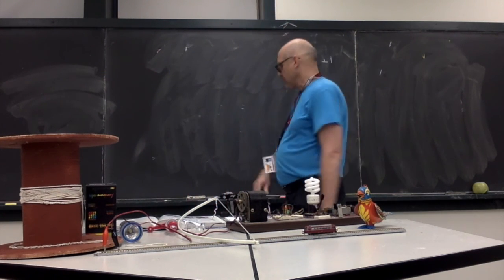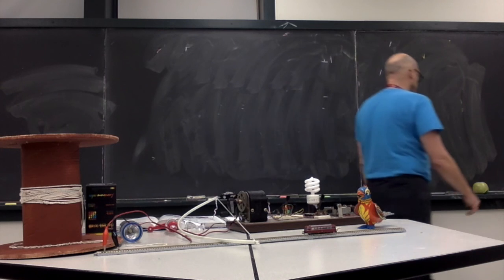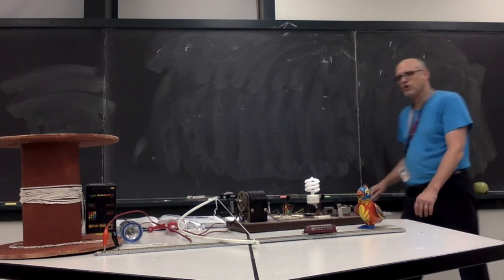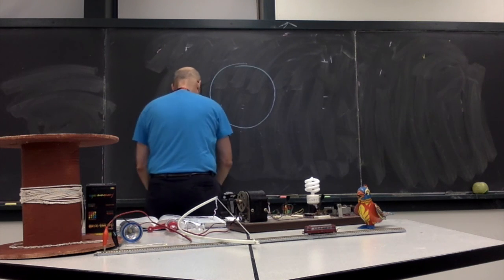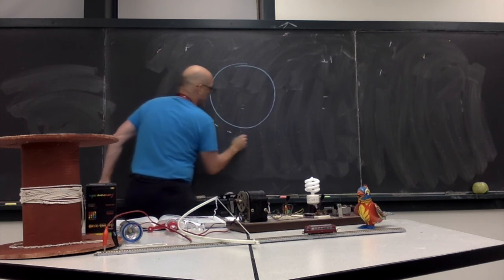How about a satellite orbiting the Earth? How much work does the force of gravity do on the satellite? And we're going to assume a circular orbit.